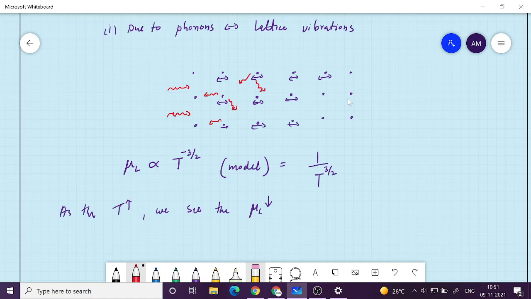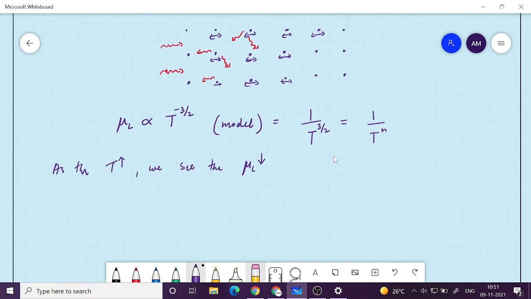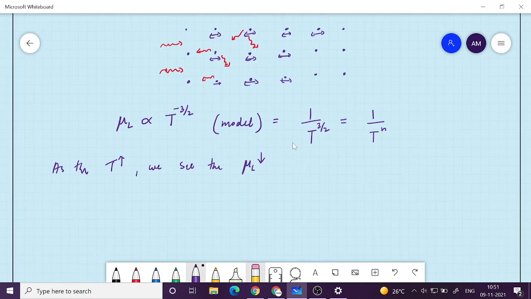Now this T raised to 3 by 2, that is just a model, but this model is not really accurate. Okay, so if you want to know what is the exact dependence, then it will be something like T raised to n. This n is something that we need to find experimentally if you want an accurate value. But in theoretical calculations, people try to account for the effect of these vibrations, and they got something like T raised to minus 3 by 2. But actually it is not.